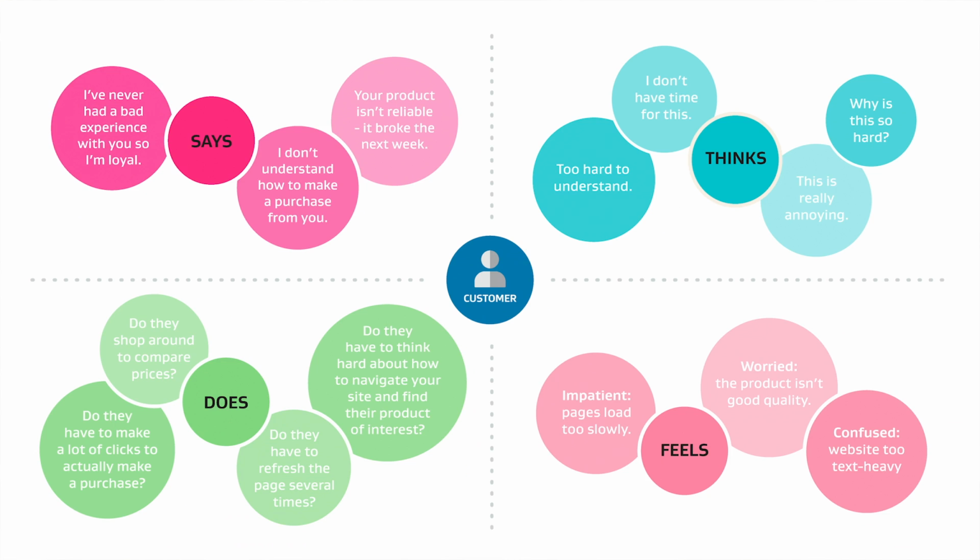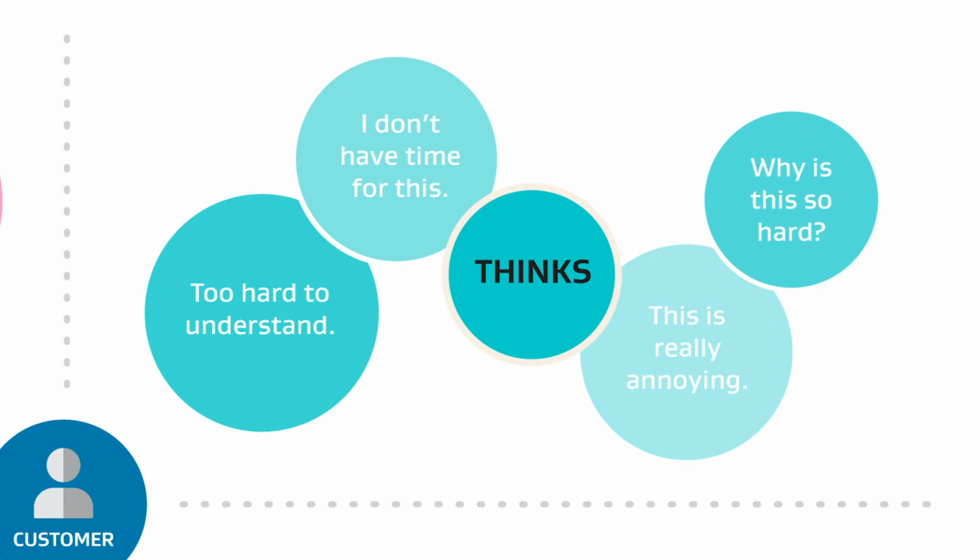The thinks quadrant then captures an idea of what the customer is thinking, even thoughts that they may not say out loud. Ask yourself, what do their actions or words say about their thoughts? What does it seem matters to them? Paying attention to what users think but may not vocalise can help you identify hidden needs or desires. Examples of thoughts are, this is really annoying, or I don't have time for this.